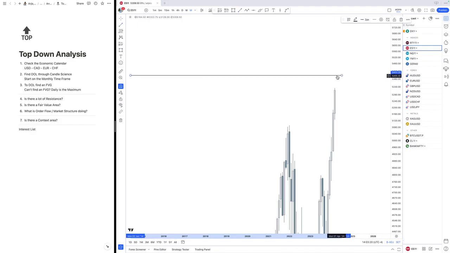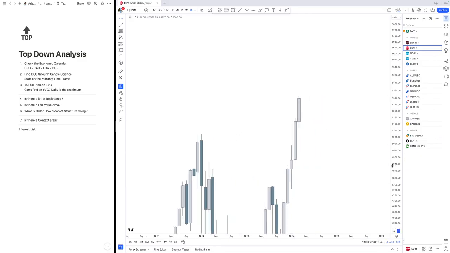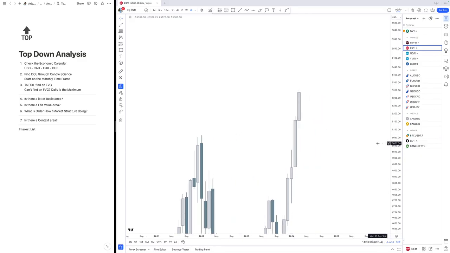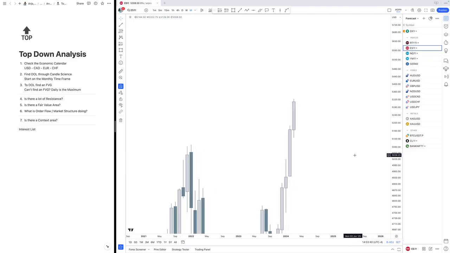Then we could make the argument, well, can't we use Fibonacci or something like that? You can, but I don't use it personally. And I would also advise, just don't use Fibonacci, because it's not too accurate, in my opinion. It's just not accurate enough to actually rely on to confidently say, all right, we can target this level right there.